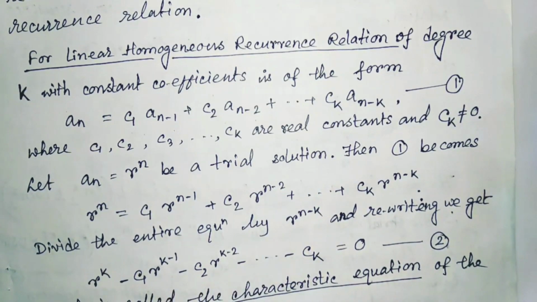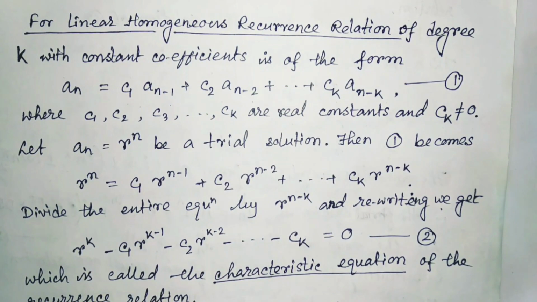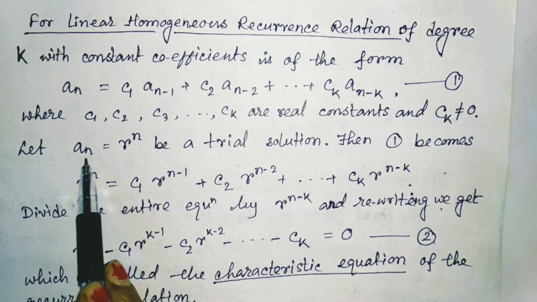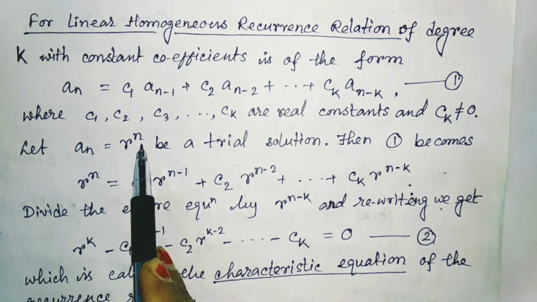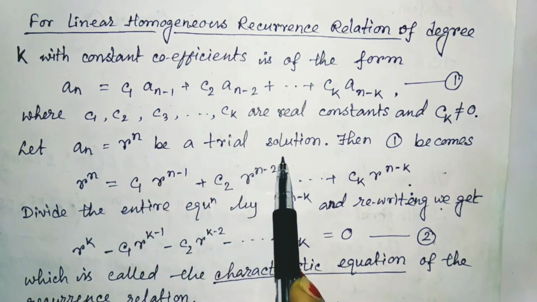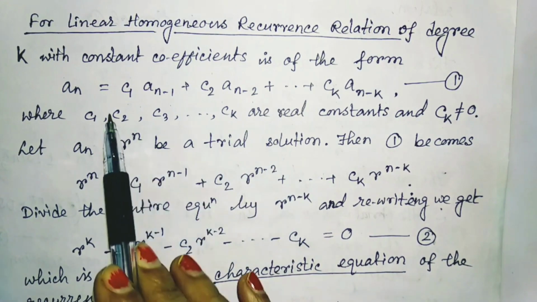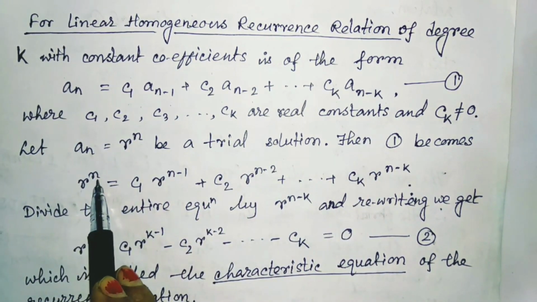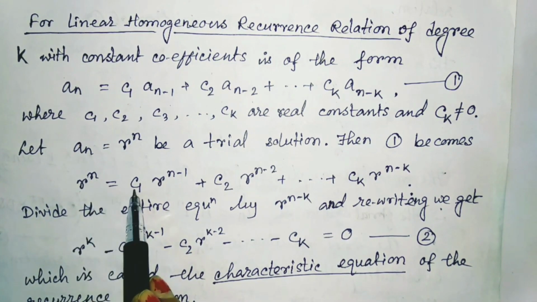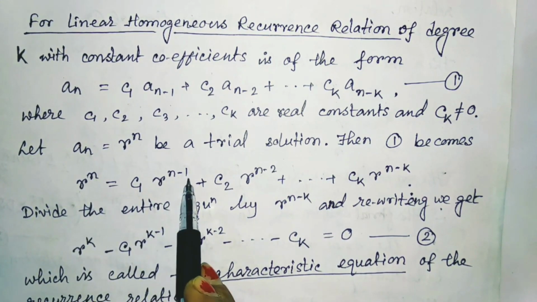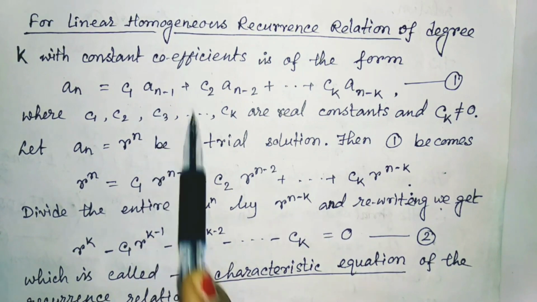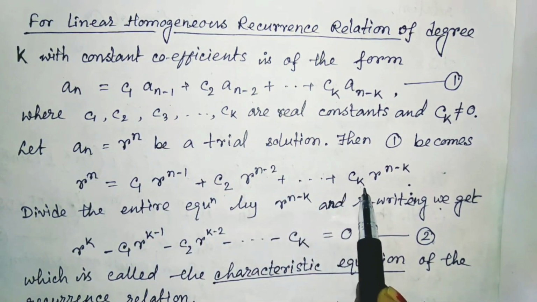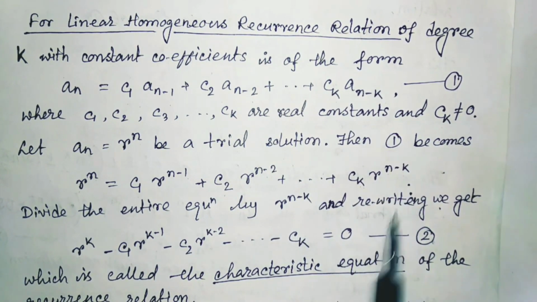So if you want to solve such kind of recurrence relation, then initially we substitute a(n) = r^n and let it be the trial solution. Then this equation number 1 becomes, instead of a(n) we substitute r^n. So it is r^n = c1 r^(n-1), as it is a(n-1), then c2 r^(n-2) and so on. So it is ck r^(n-k) is the last term.